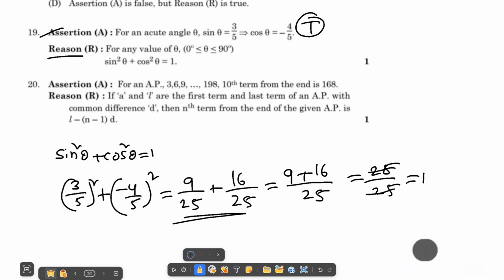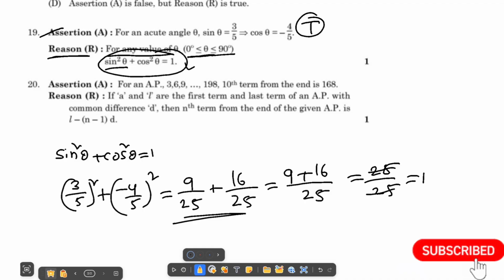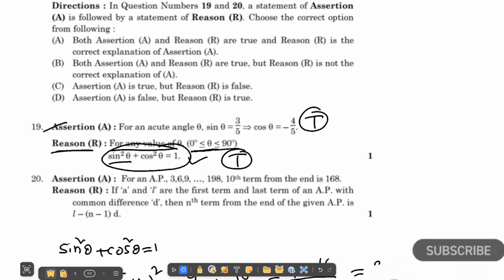Now let's check the reason. What is the reason? For any value of theta greater than or equal to 0 degrees and less than or equal to 90 degrees, sin square theta plus cos square theta is equal to 1. Yes, for any angle between 0 and 90 degrees, sin square theta plus cos square theta is equal to 1. This is true, so the reason is also right. Which option do we have to choose? We choose option A, because the reason is the correct explanation for the assertion.